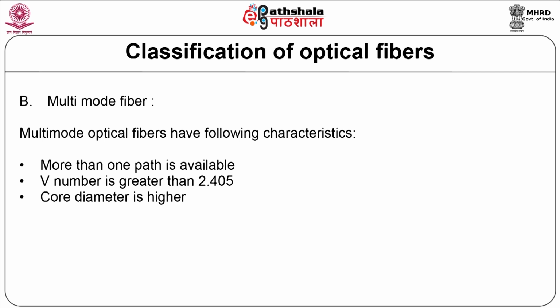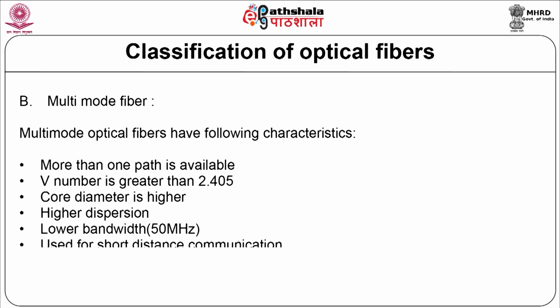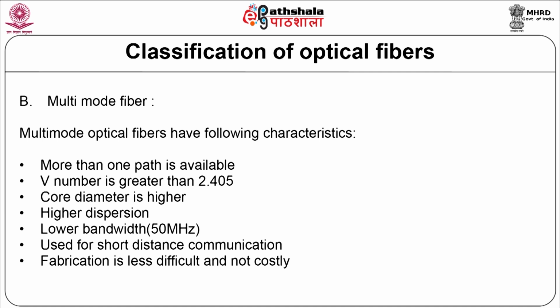Core diameter is larger, of the order of millimeters. Higher dispersion. Low bandwidth, which is 50 MHz only. Used generally for short distance communication. Fabrication is less difficult and less costly as compared to single mode fiber.